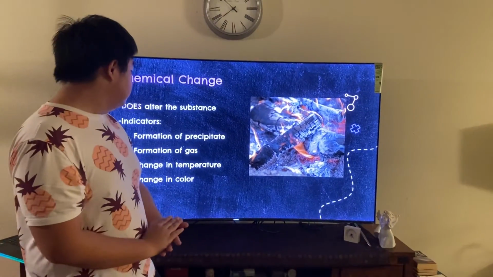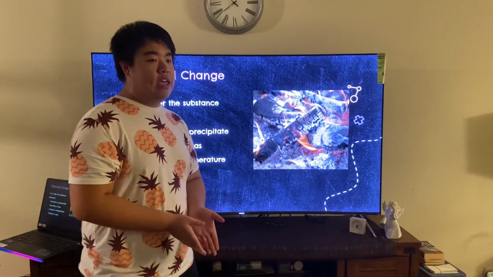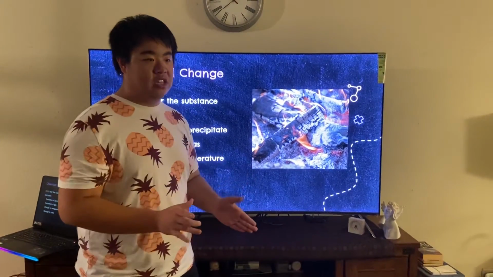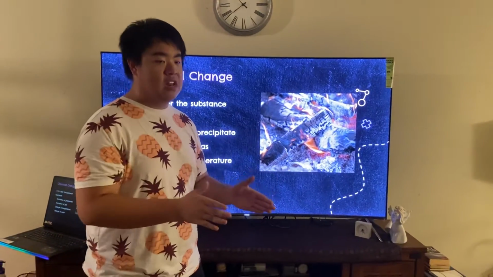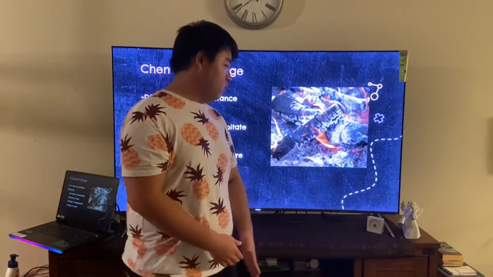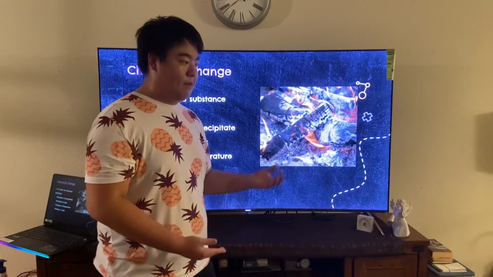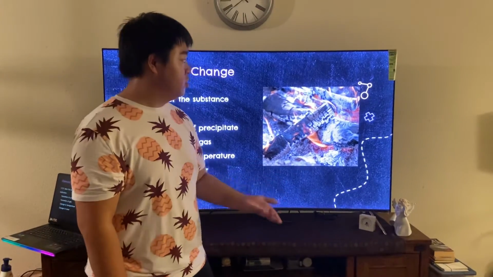And some of the others are changing temperature. Note that this changing temperature is the substance itself changing, not the environment around it changing it, like heating it or cooling it. And changing color, which is very simple to understand: the substance changes its color in the course of the reaction.